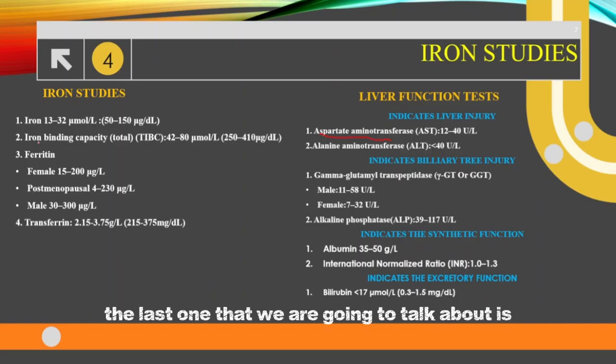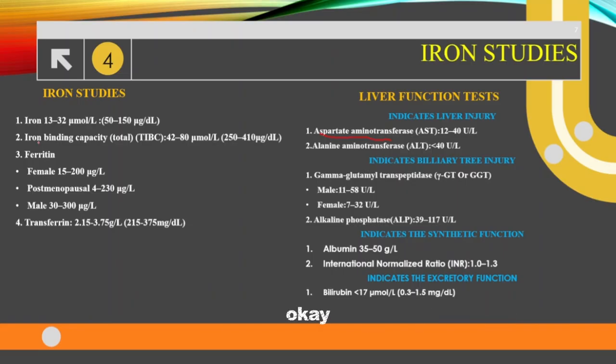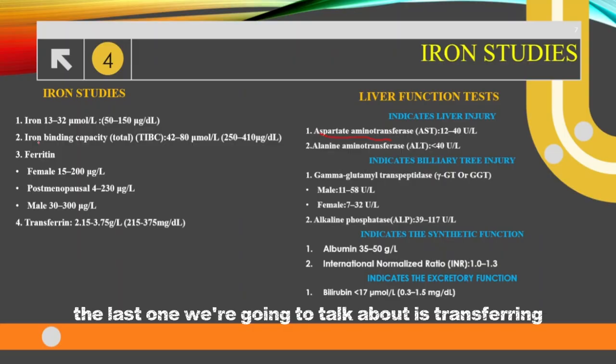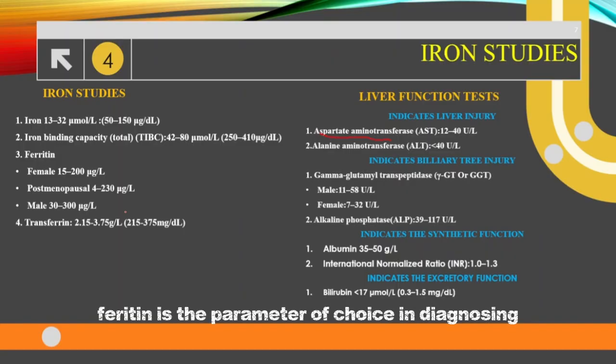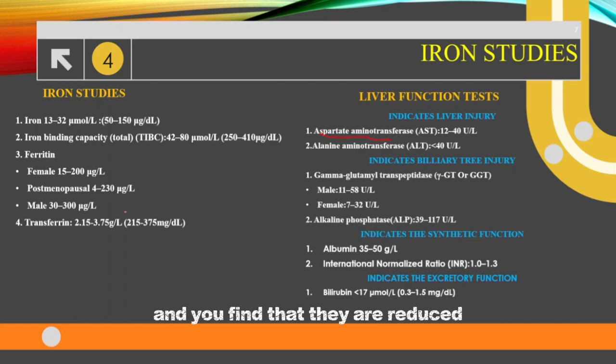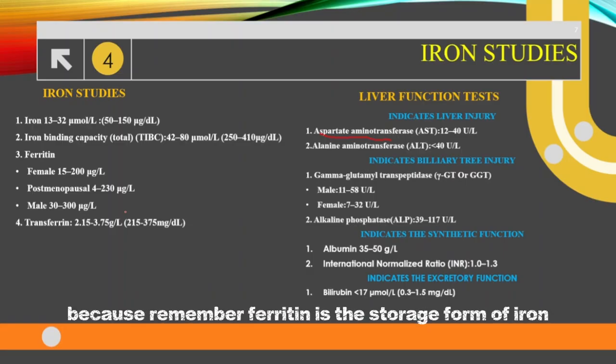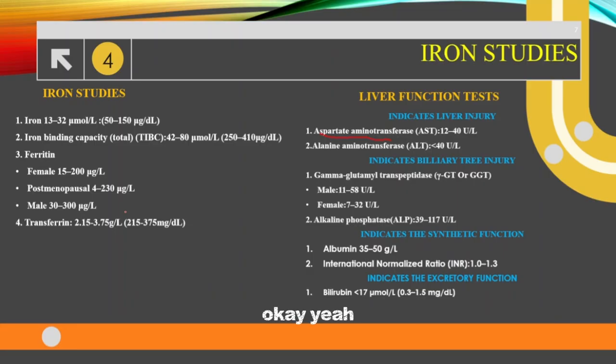The last one that we are going to talk about is what is called transferrin. Now just remember that ferritin is the parameter of choice in diagnosing iron deficiency anemia. You need to remember that. It's the most important, most profound one amongst the iron studies. So if you do your serum iron and you find that it is reduced, and then the ferritin is also reduced, then it tells you the patient has got iron deficiency anemia. Because remember, ferritin is the storage form of iron.